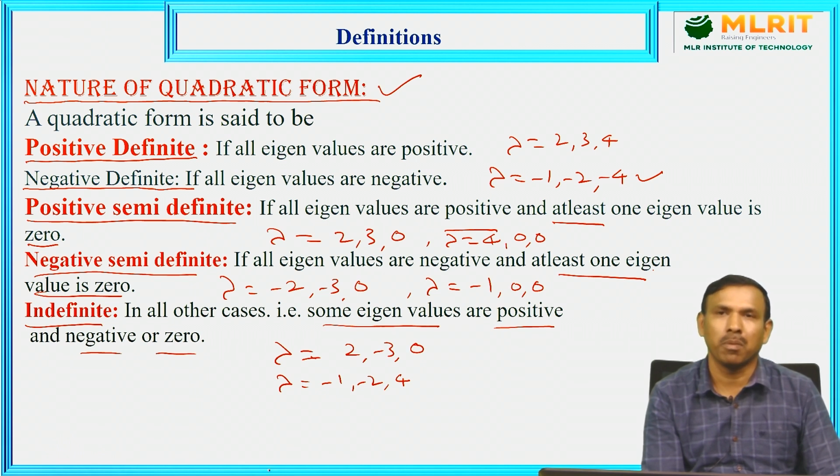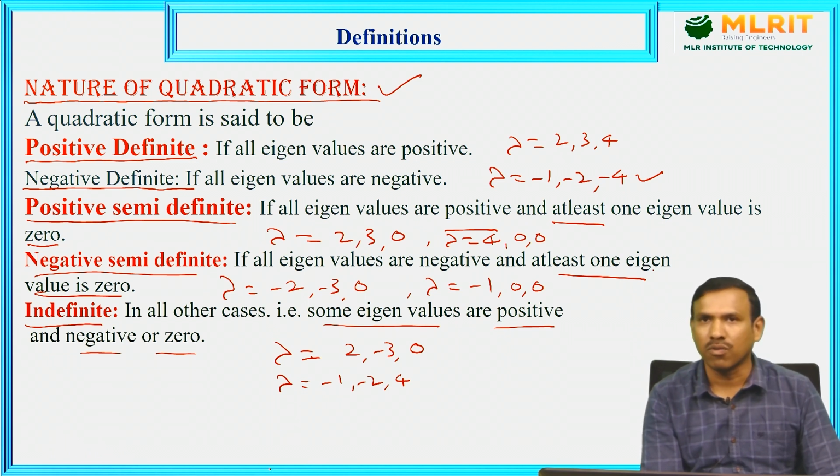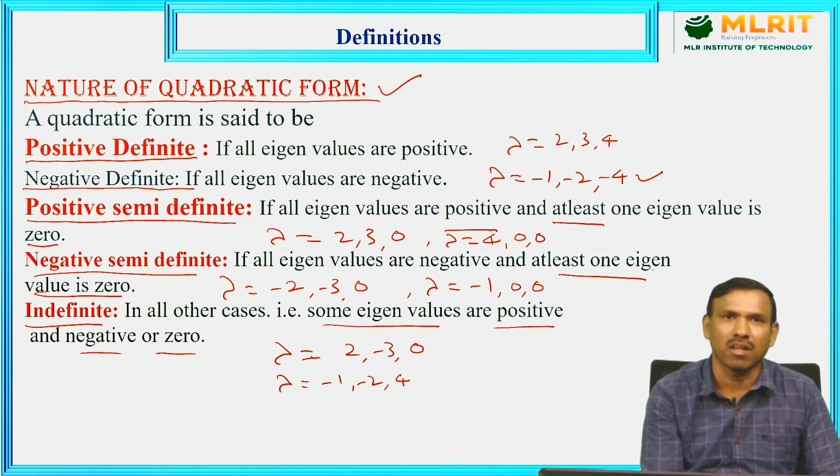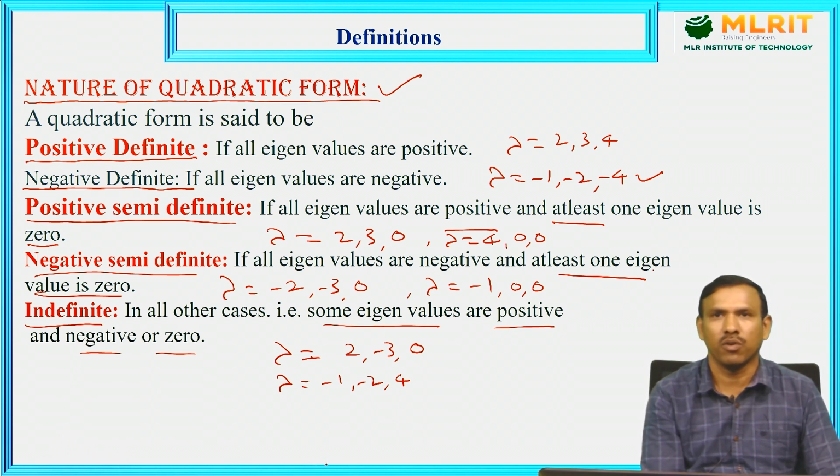In the problem, it will be mentioned very clearly: find the rank, index, signature as well as the nature of the quadratic form. This all purely depends on the eigenvalues. If you can find the eigenvalues properly, everything can be answered very easily. Remember the definitions. Sometimes they ask for definitions also. Define rank of the quadratic form, index of the quadratic form. So it is very useful, right?